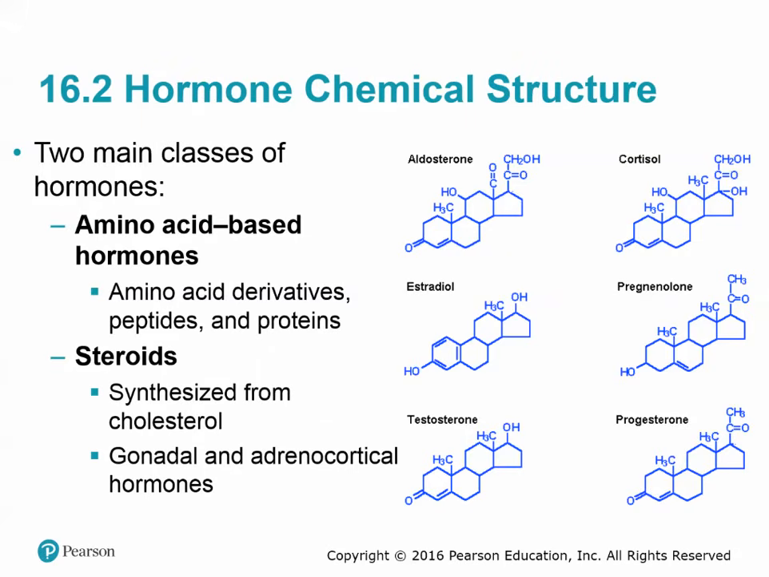So there are two chemical classes of hormones, right? So amino acid-based hormones, these are things that are based off of amino acids, peptides, proteins, things like that. So then the other category would be steroids. So these are synthesized from cholesterol and include things like the sex hormones and some of the adrenocortical hormones.